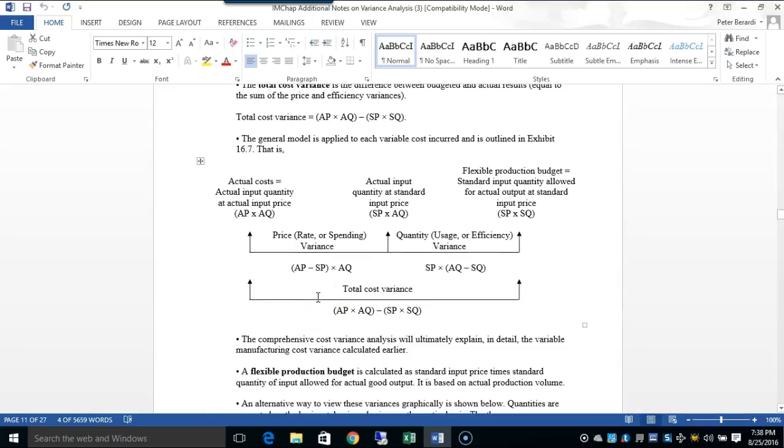This is the model you want to use, and it will help you do all the calculations. The actual cost equals actual input quantity at an actual input price. So it's actual price times actual quantity. Your flexible budget is basically your standard quantity input. How many grams or how many pounds are required to produce your widget, allowed for an actual output at standard input price. So it basically takes what your input would be. If you know you're using 2 pounds to produce a unit and you're producing 10,000 units for that month, you're going to use a flexible budget to calculate that.